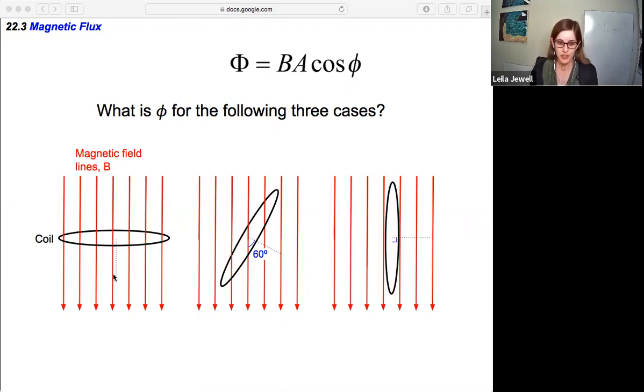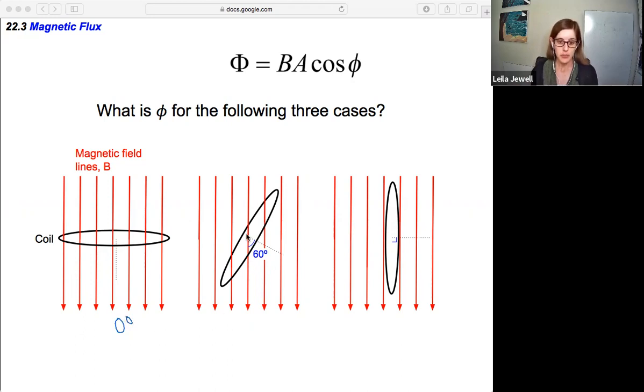If we look at this first one, we notice that the coil, the loop here, is shown as a 3D circle, right, has the lines passing straight through it. And the normal to the coil, shown with this dotted line, is exactly in alignment with the magnetic field lines. So this is an angle of 0 degrees.